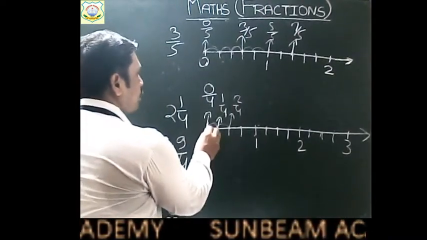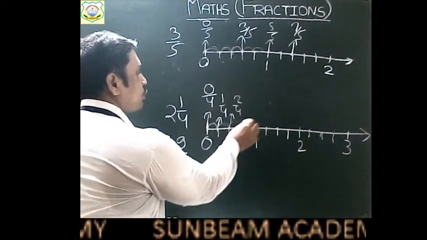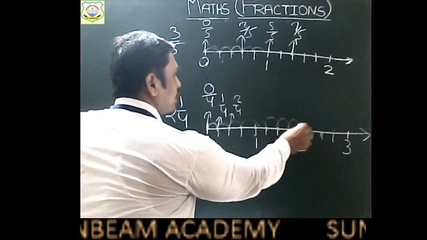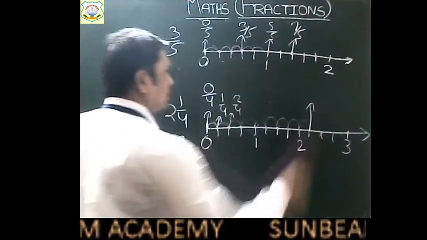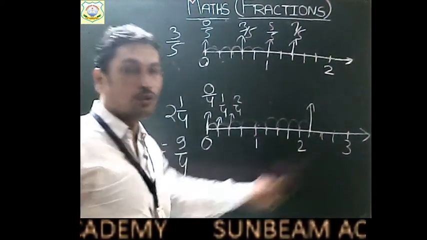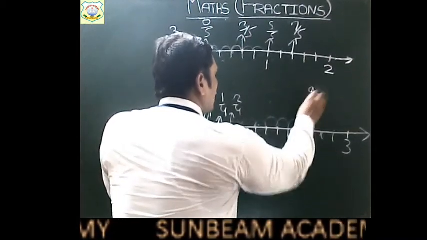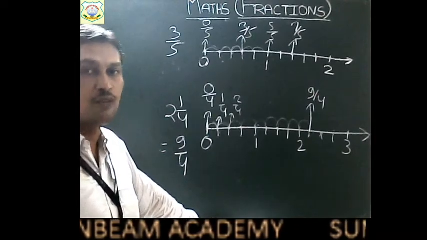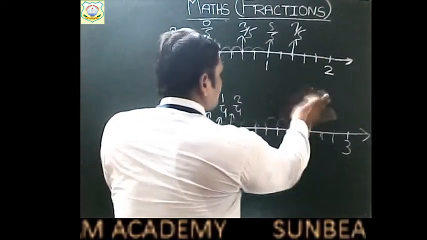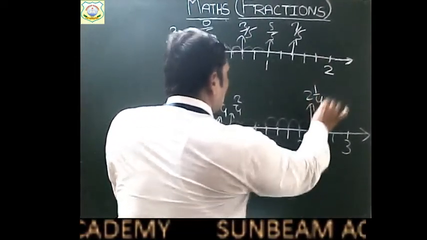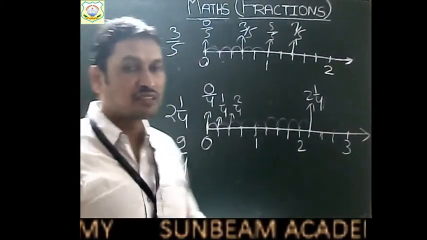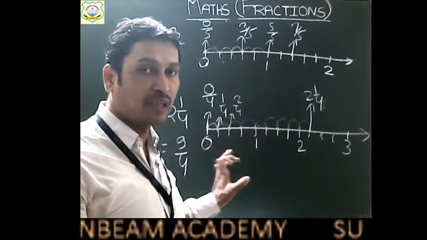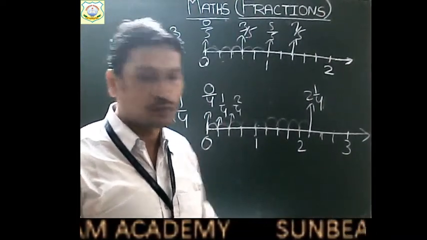So starting from 0, 1 by 4, 2 by 4, 3 by 4, 4 by 4, 5 by 4, 6 by 4, 7 by 4, 8 by 4. Here is 9 by 4. Right? After 2. Okay. So here you can see 9 by 4, or you can write it as 2 whole 1 by 4. Okay. And this is the answer. So in this way, children, you can represent a mixed fraction, improper fraction or proper fraction, any type of fraction on the number line. Okay.